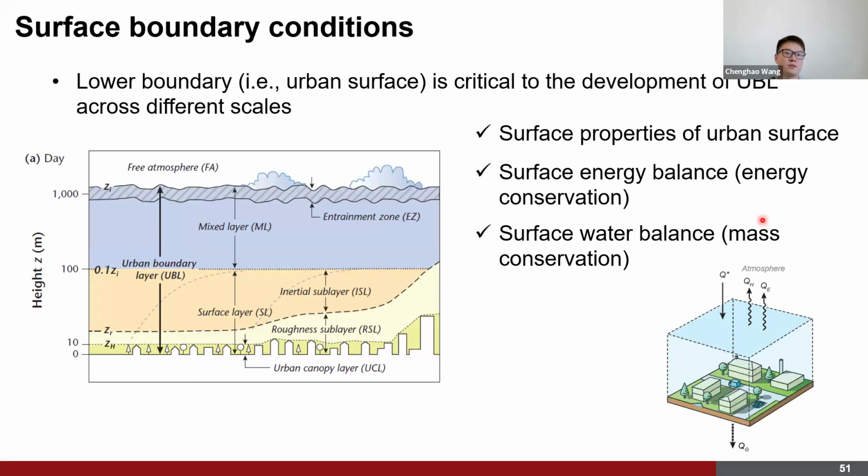Okay, we also need to define the boundary conditions of the model, right? For the sake of time, I will only mention the lower boundary here, which is essentially the urban surface. If our model is an urban climate model, we also need to properly represent the aerodynamic properties, radiative properties, and also thermal properties of this urban surface. We also need to define the surface energy balance and surface mass balance, such as water balance, and sometimes we can have a mixture of both.